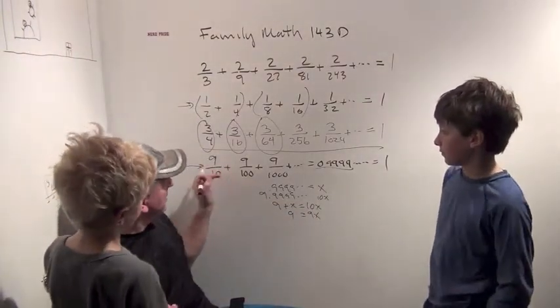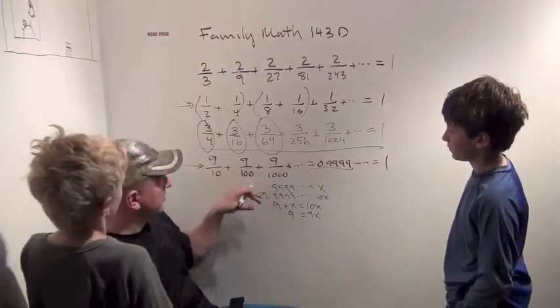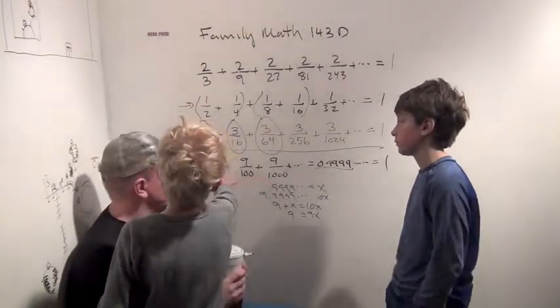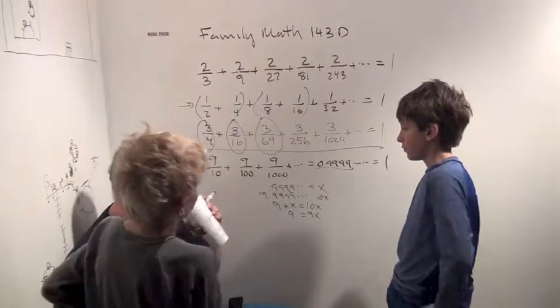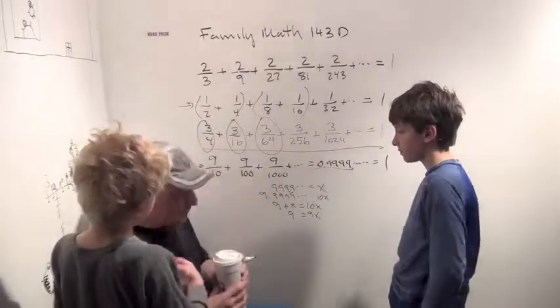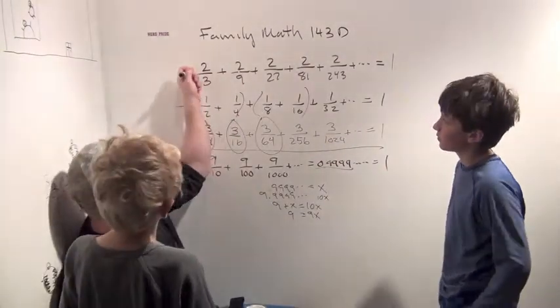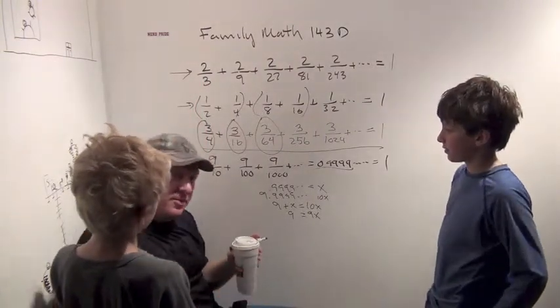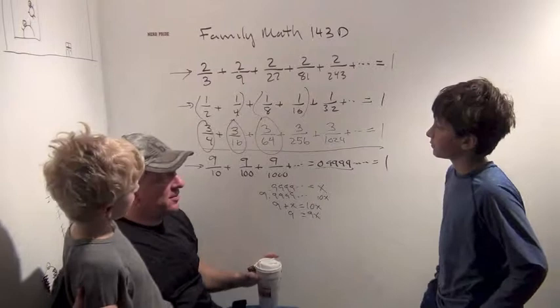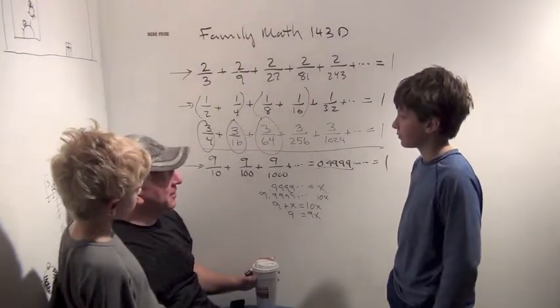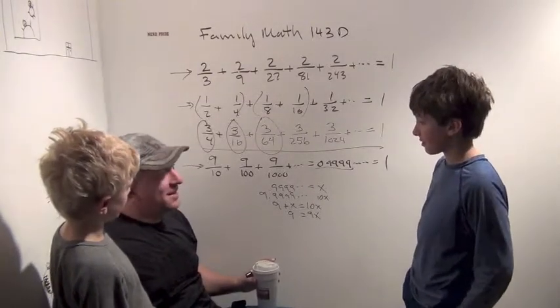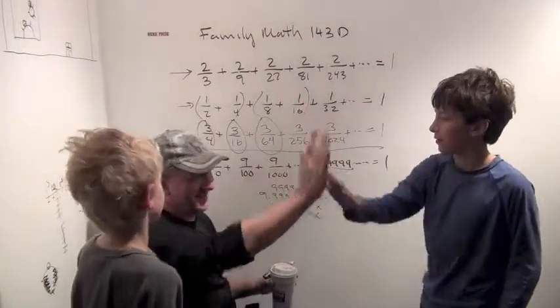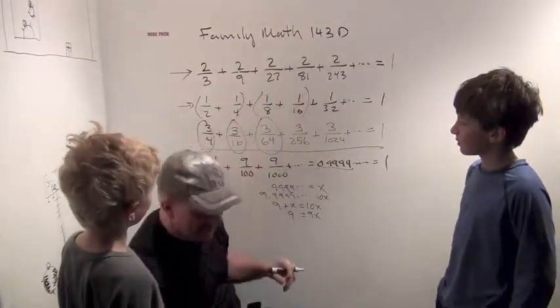Why was this easy to write in decimal form? Well, this series has the powers of 10, which are the decimal places. What do we have here? We've got powers of 3. So what do you think might be a really fun thing to try here? In base 3. Let's write this in base 3.